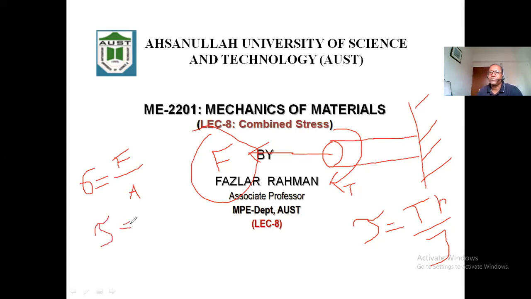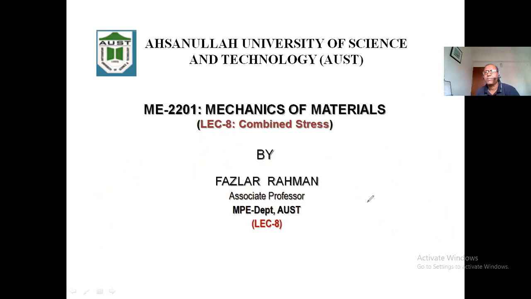So what would be the resultant of these two? That you need to figure out by the combined stress formula. For example, if you think of this section, the shear stress tries to divide it, and F tries to pull it along this direction. So what will be the resultant? The resultant will go along this direction.